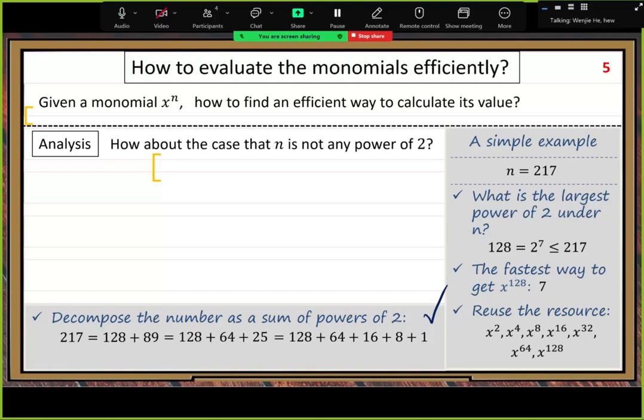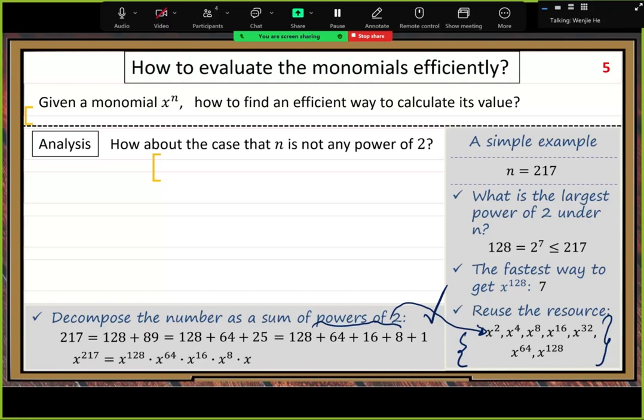All these powers of 2, we can find the monomials with these exponents in our resource pool, right? So we can find the monomials with power-of-2 exponents in our resource pool. This is our resource pool. They are already available. Do not recalculate them. Do not do another round of calculation, then you waste a lot of resources. Now, let's put them together.